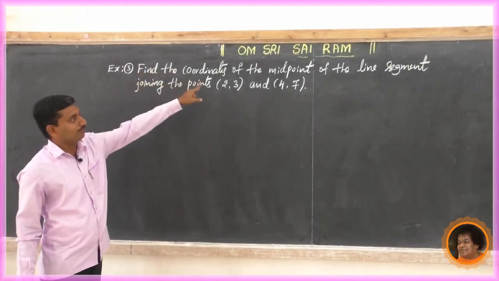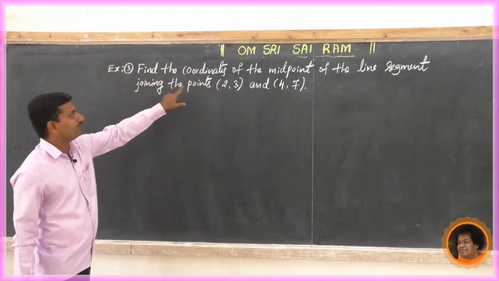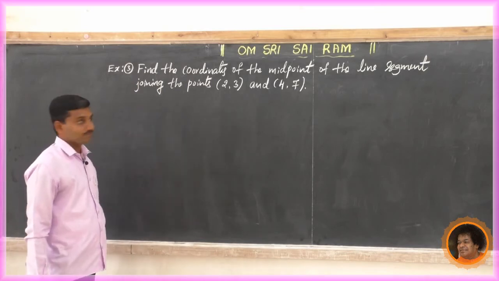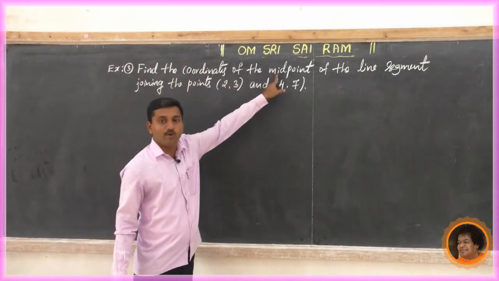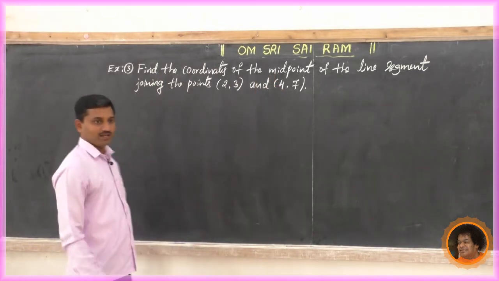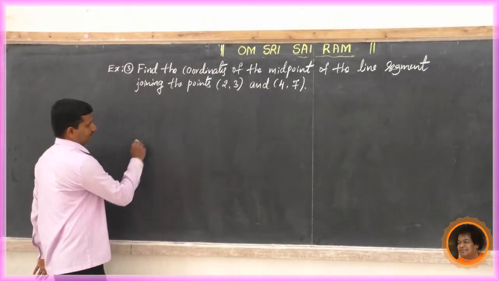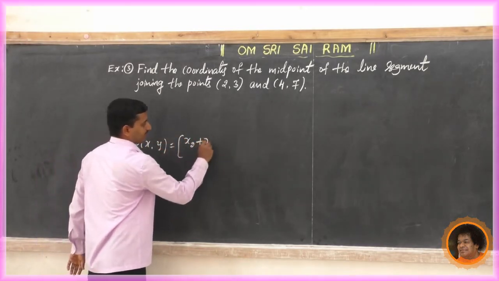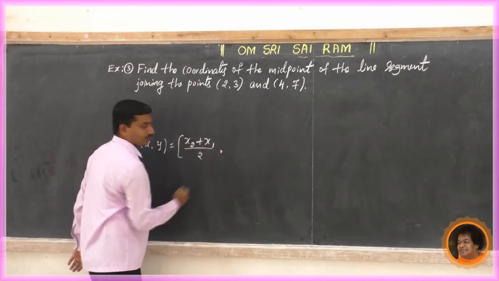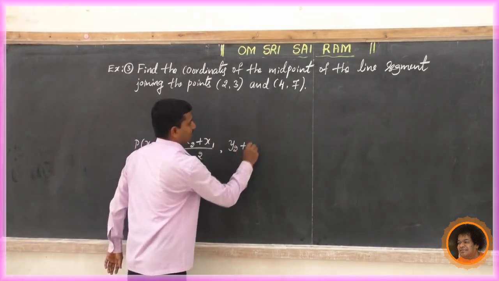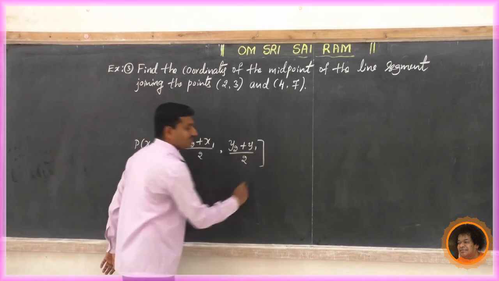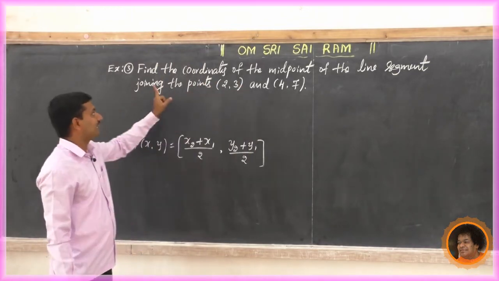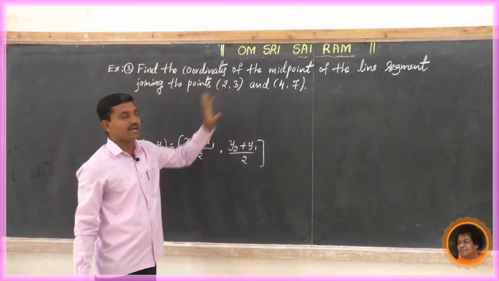Find the coordinates of the midpoint of the line segment joining the points 2, 3 and 4, 7. Look at the question. Find the coordinates of the midpoint. So what is the midpoint formula? Midpoint formula, P(x, y) equal to (x2 plus x1) divided by 2, (y2 plus y1) divided by 2. So this is known as the midpoint formula.